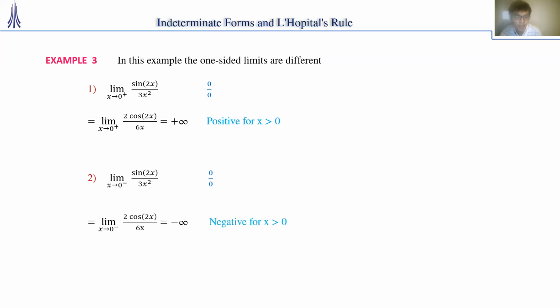And for negative h, the answer is different. Just the answer is negative infinity. So this is the difference between one-sided limits.